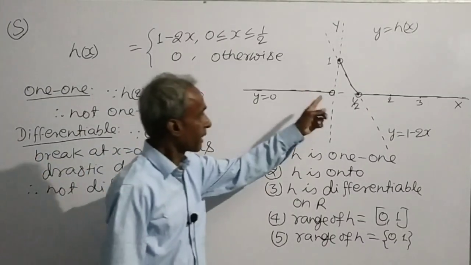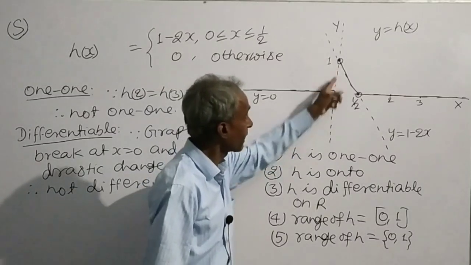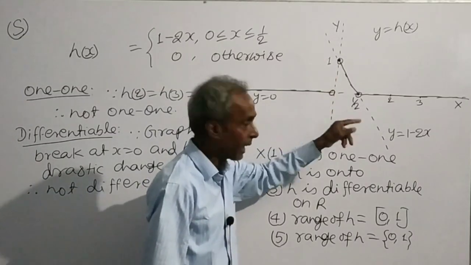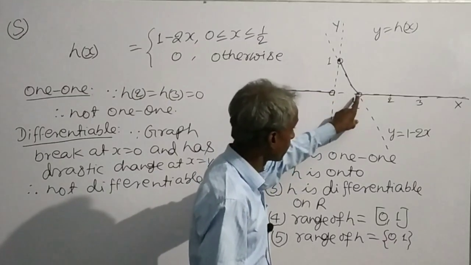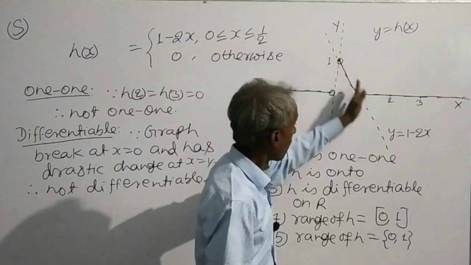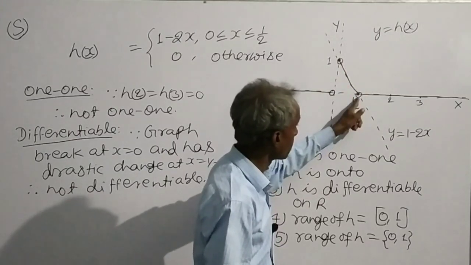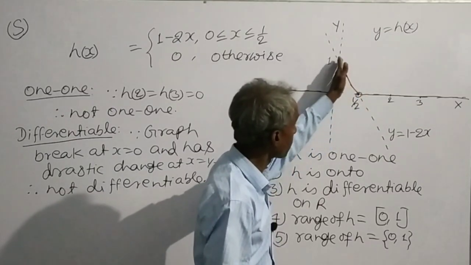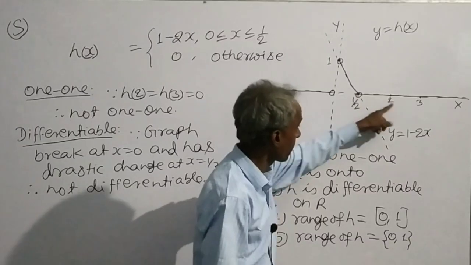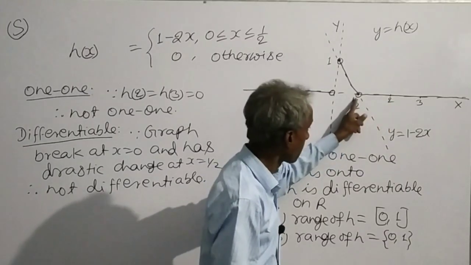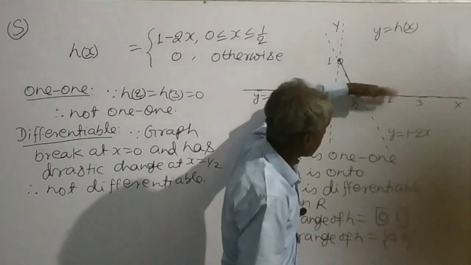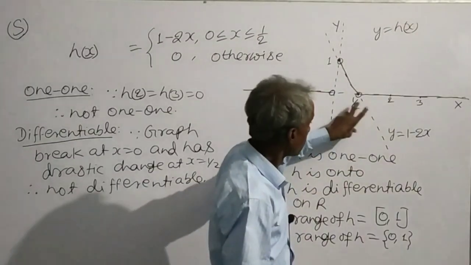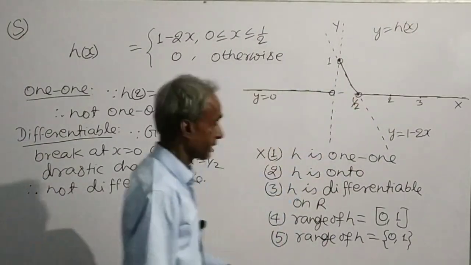Since the curve breaks at x coordinate 0 and has a drastic change at x coordinate 1/2, on the left hand side of this 1/2 the curve is like this, and on the right hand side of this 1/2 the curve suddenly turns like this. Here is the drastic, sudden change.